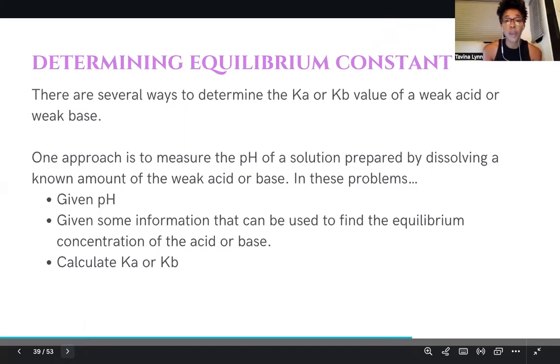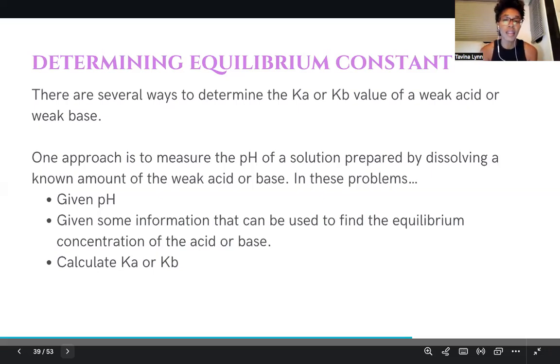We could also, right, in these types of problems, be given the pH and given some information that allows us to get the equilibrium concentration of the acid or base in their ionized ions. So then we can calculate Ka or Kb. So I want you to spend some time thinking about what are different ways we can do this, right?